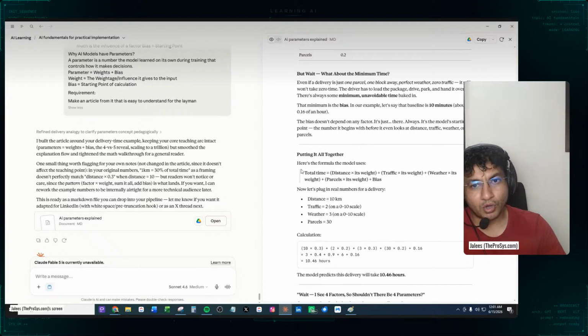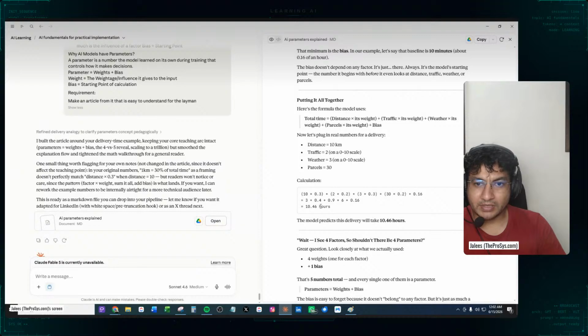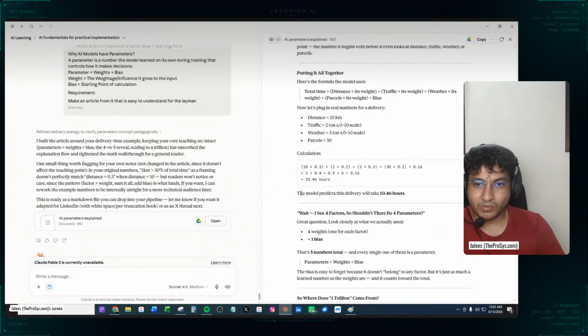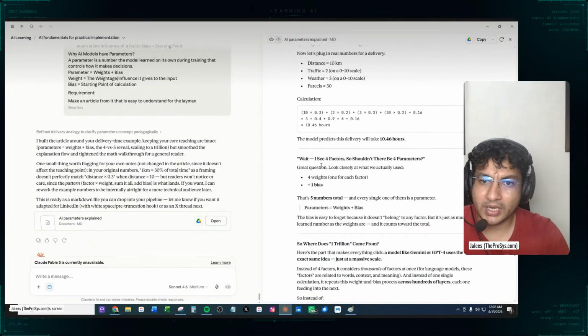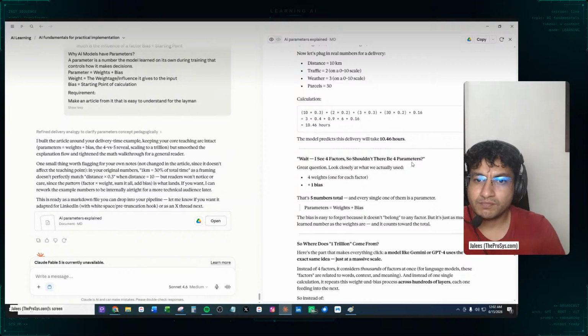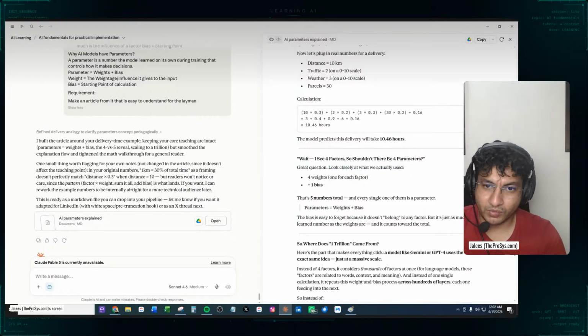Putting it all together, here's the formula the model uses for total time. Now let's plug in the real numbers for a delivery and do the calculation. The model predicts a delivery time of 10.46 hours. Wait, I see four factors, so shouldn't there be four parameters? Good question, look closely at what we actually used.